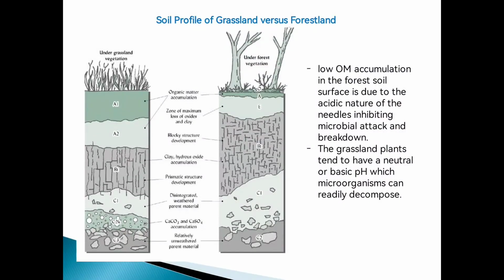This slide shows us the difference between the soil profile of grassland versus forest land. So on the left side, we have there the soil profile of soil under grassland vegetation, and on the right side, we have there the soil profile under forest vegetation. Dun sa grassland vegetation, if you notice, the A horizon is medyo malalim, medyo makapal siya. We have there the A1 and the A2. So we have there organic matter accumulation.